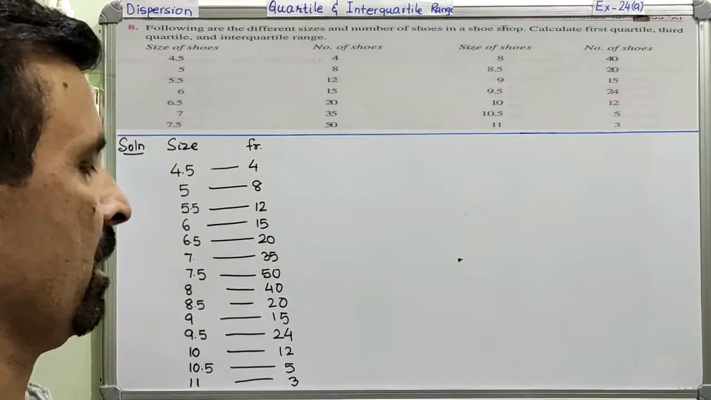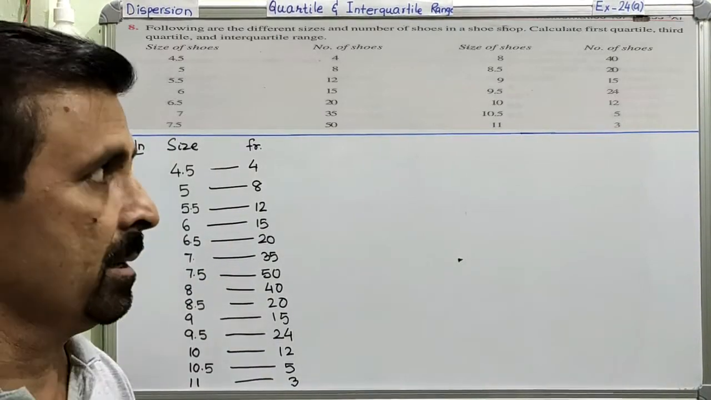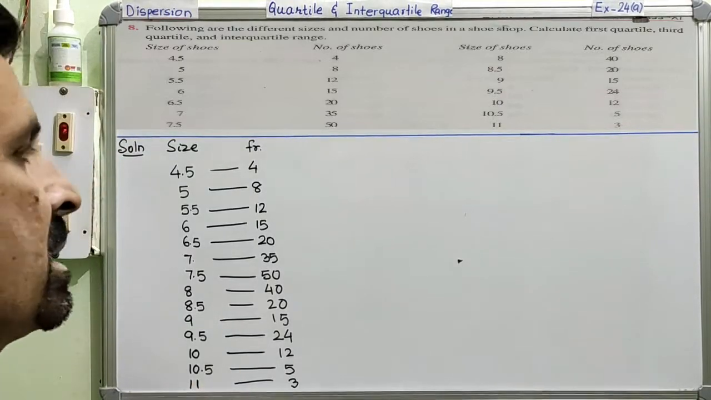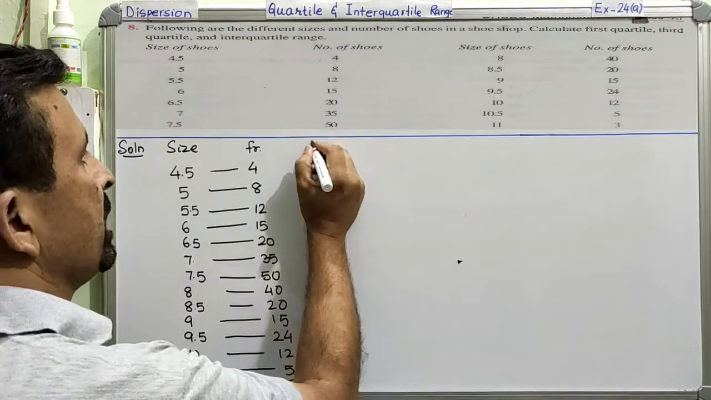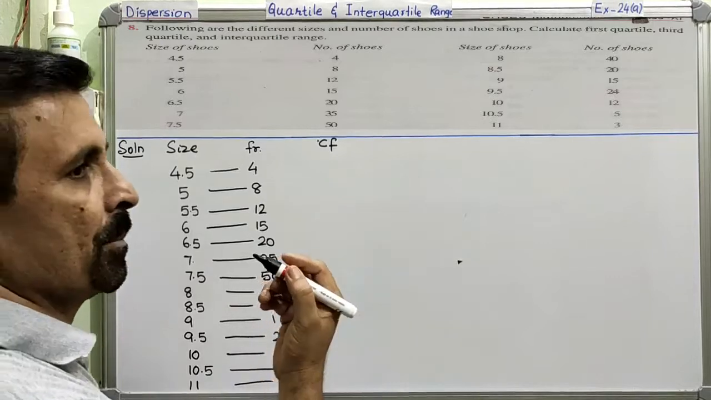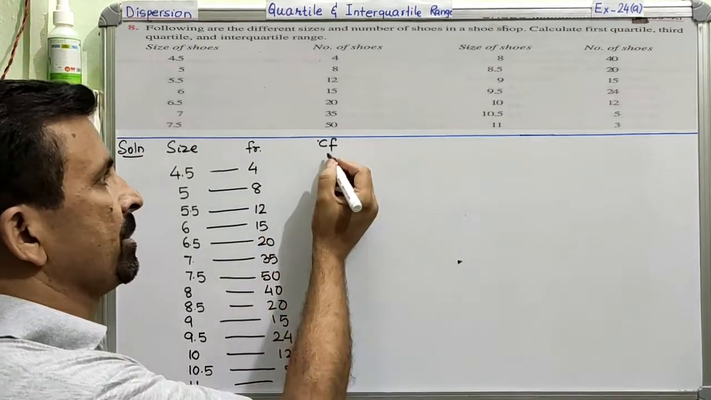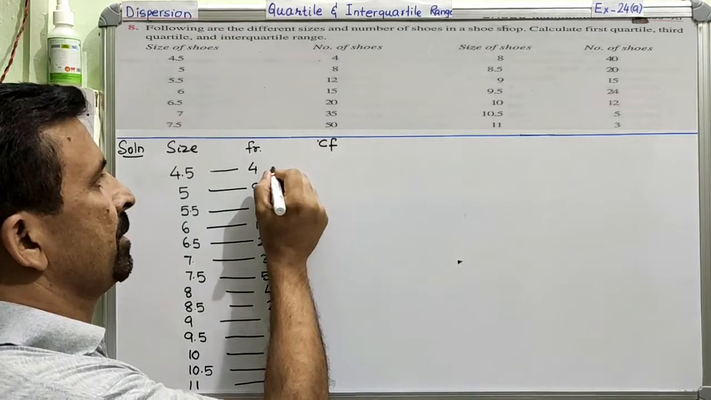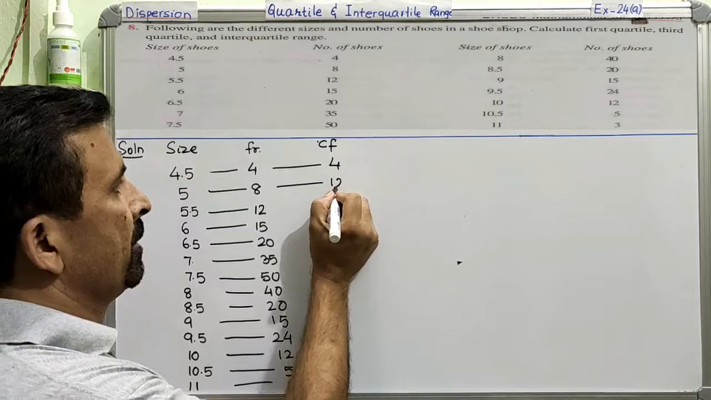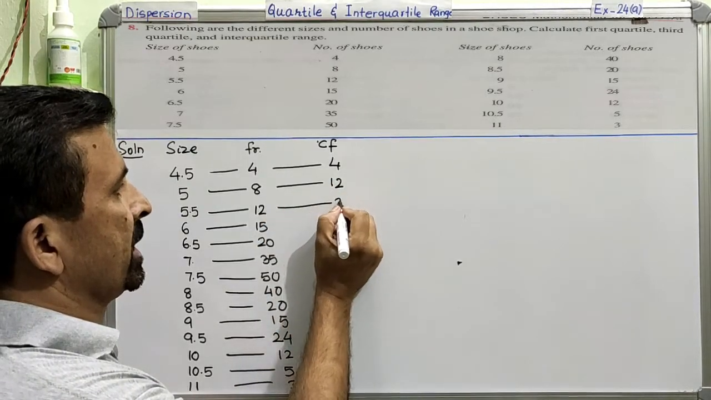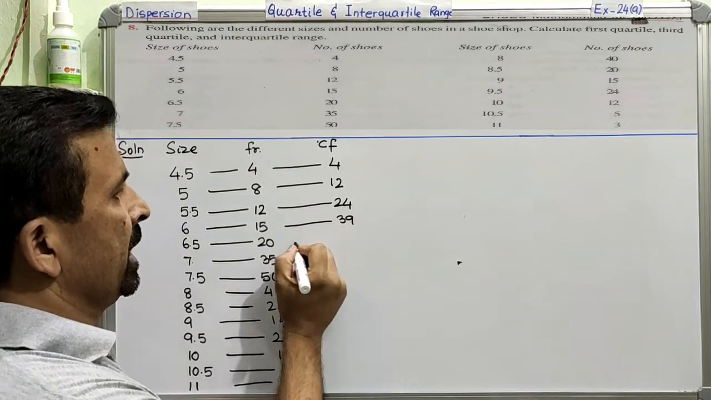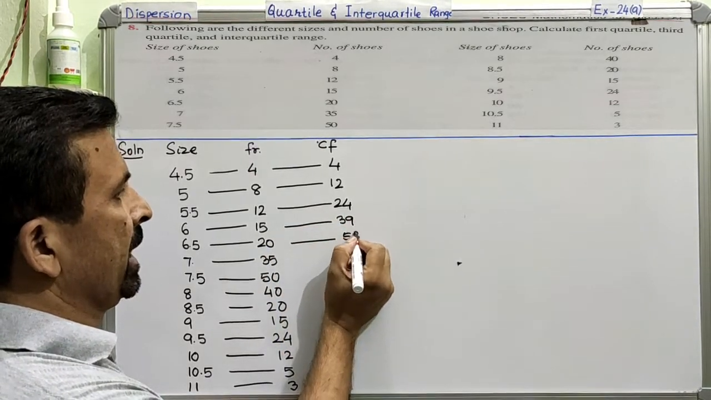Now we are asked to calculate the lower quartile, upper quartile, and also the interquartile range. Now since this is a discrete series question, what we need to do is immediately draw a cumulative frequency column. You already know, I am not going to explain what is cumulative frequency. The first cumulative frequency will be same as the frequency 4. Then diagonally we will add, this is 12. Then we will add diagonally, this is 24. Then 39. Then 59.